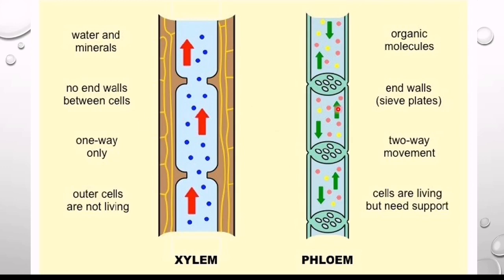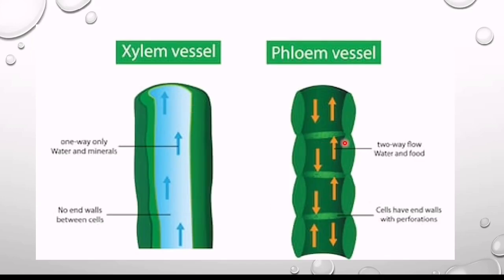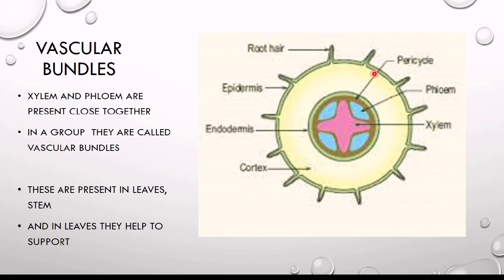So there is the difference between xylem and phloem. This is also an example. You can see the picture of xylem and phloem. This is the one-way and this is the two-way. The walls are thicker here, and thinner here. Here you can see a long hollow tube, but here the walls are not broken completely, but have small holes inside them. Next, they are present in the form of bundles, and these bundles are called vascular bundles. So first of all, this is the structure.